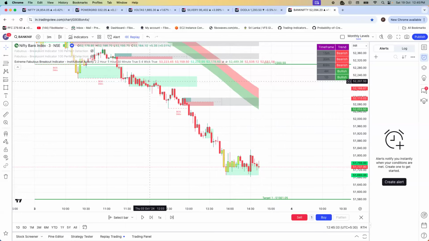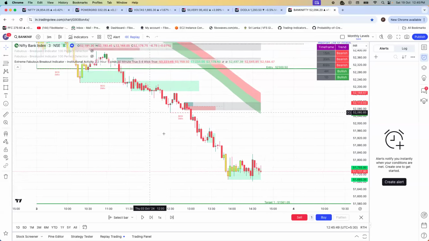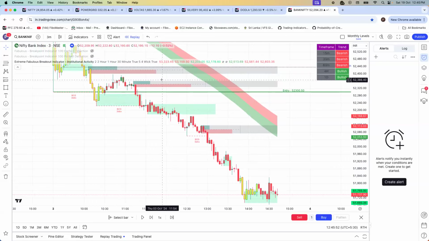The bias was seen, but it did not sustain, it came down. Again, the bias was seen at this particular level. Again, the bias is seen at this particular level. That's why you see so much pressure from selling and buying. So you got to know how these order blocks work.